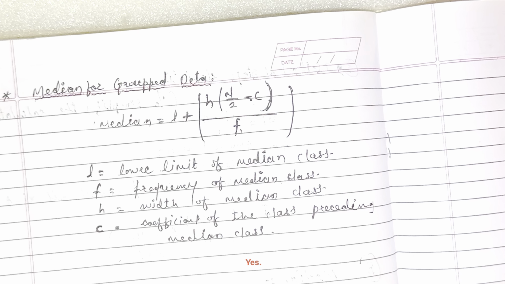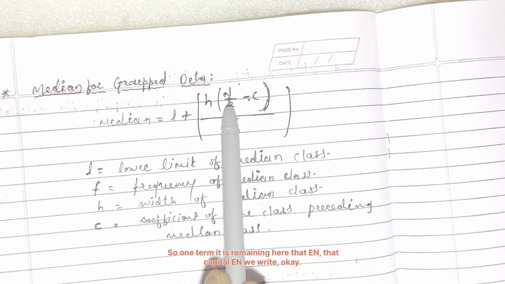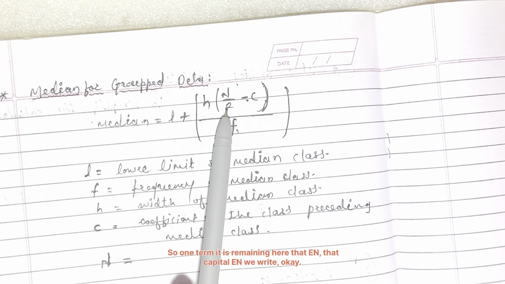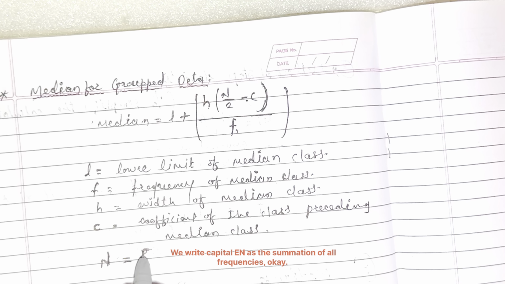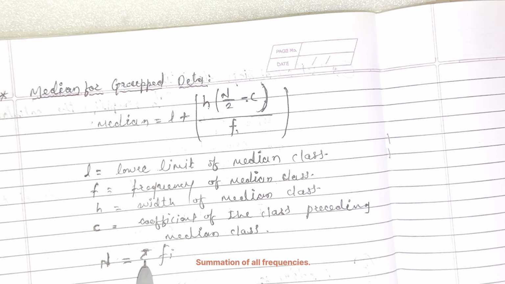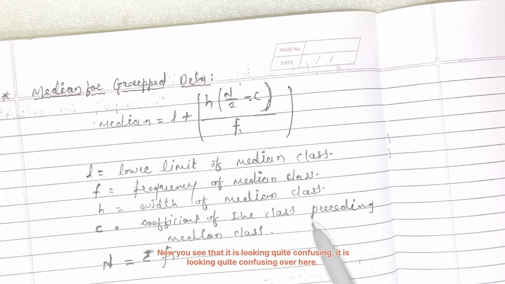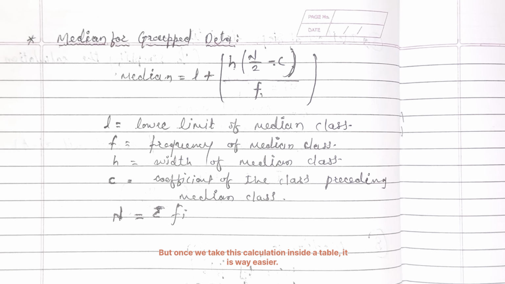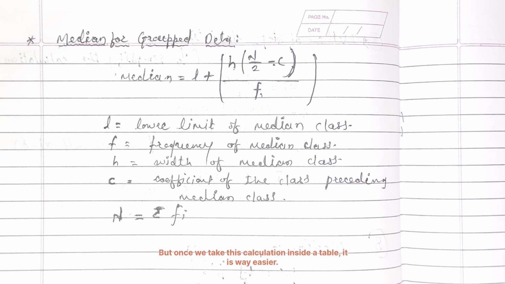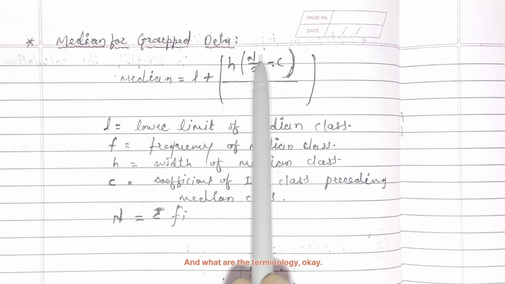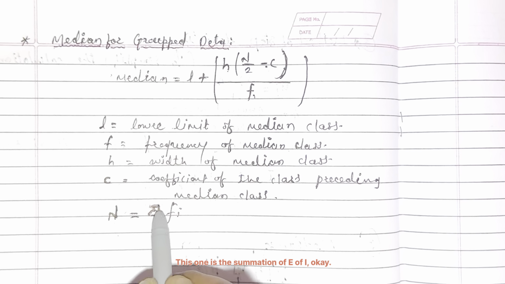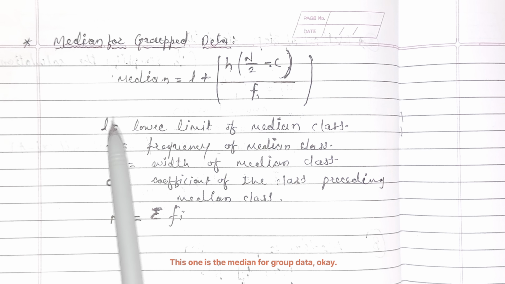Okay, yes. Now what is this N? So one term is remaining here, that capital N we write. Okay, what is the capital N? We write capital N as a summation of all frequencies. Okay, summation of all frequencies. Guys, see that it is looking quite confusing over here, but once we take this calculation inside a table, it is way easier. I promise you guys, it is way easier for solving. Okay, you don't have anything else, just need to remember this formula and what are the terminology. Okay, capital N represents summation of Fi. Okay, this one is the median for grouped data.